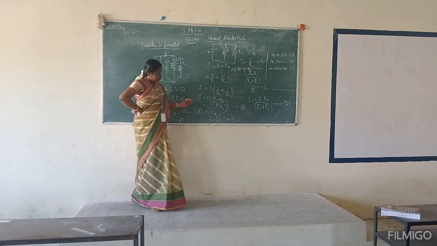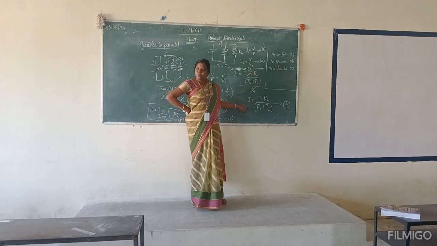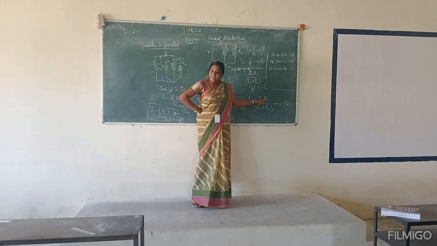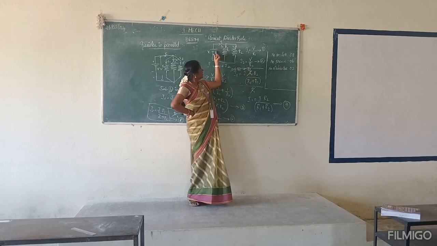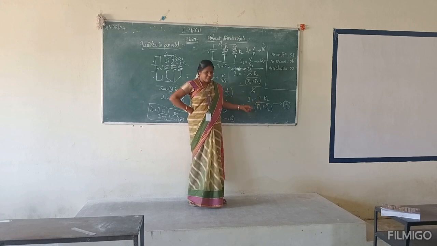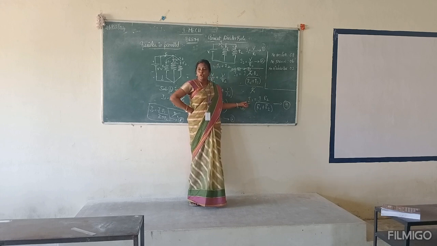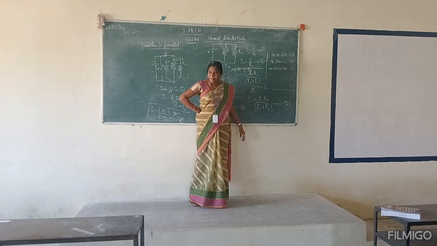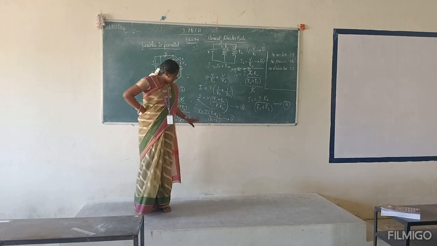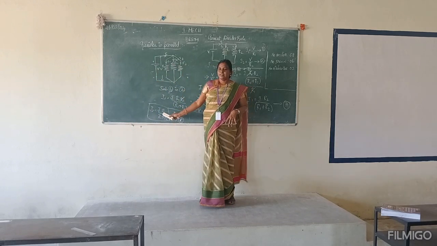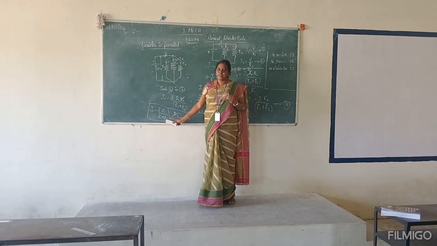Clear? So what does the current division rule say? The current in the first resistor is equal to total current into second resistor value divided by R1 plus R2. You understand? So current in the first resistor is total current into second resistor value divided by R1 plus R2. What is the current in the second resistor? Total current into first resistor value divided by R1 plus R2.